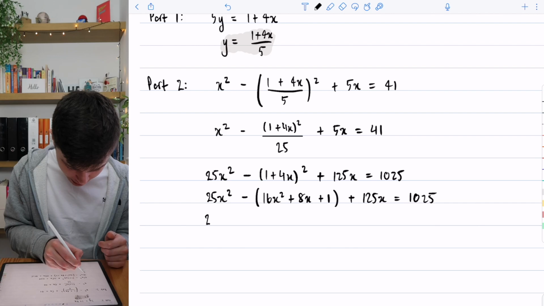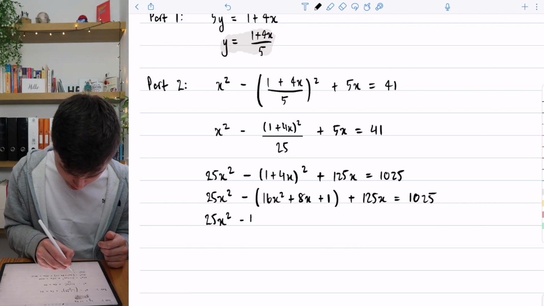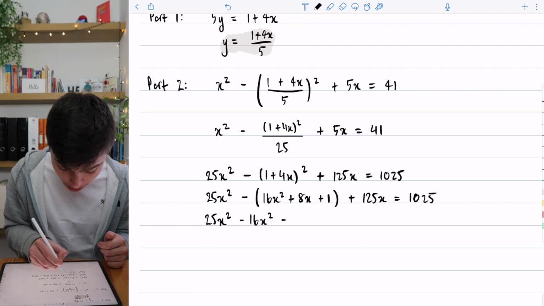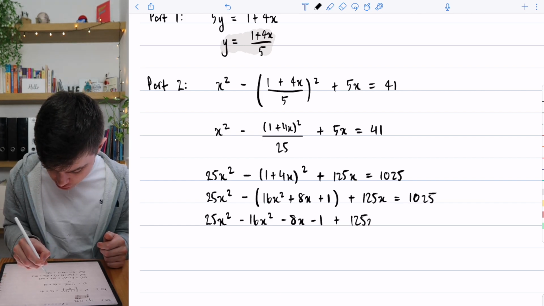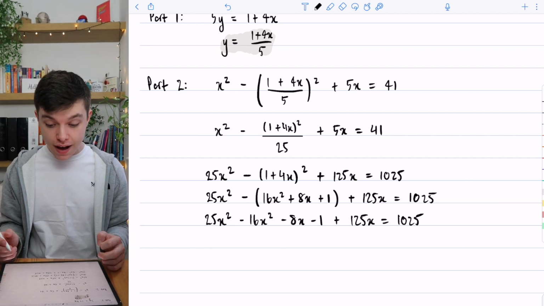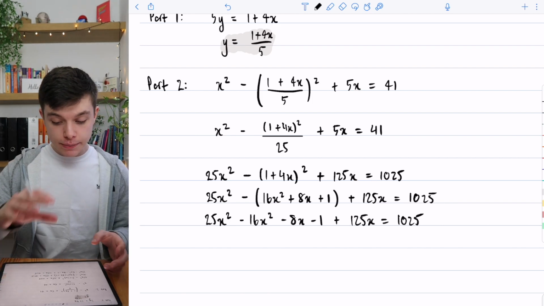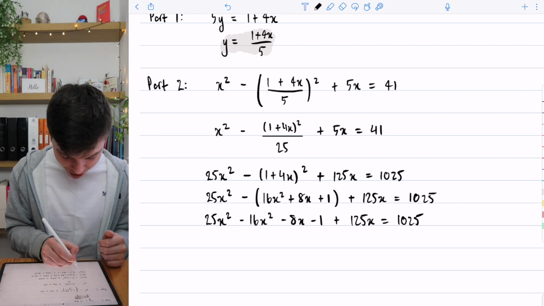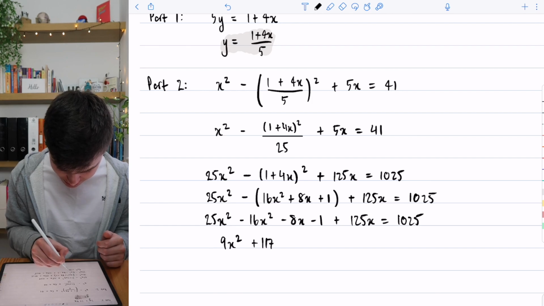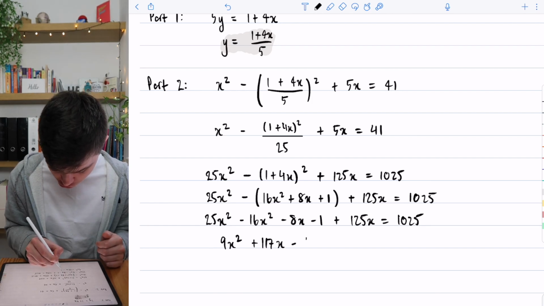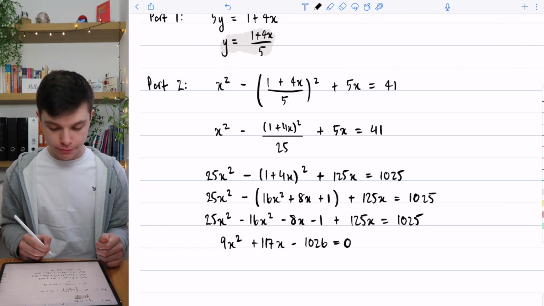So what I can do is I can have 25x squared minus 16x squared minus 8x minus 1 plus 125x is equal to 1225. And then when I do a little bit of rearranging here, I'm going to get this. 9x squared plus 117x minus 1026 is equal to 0.